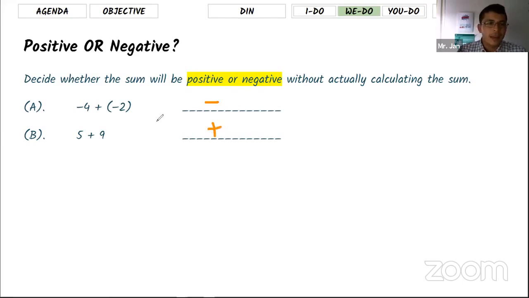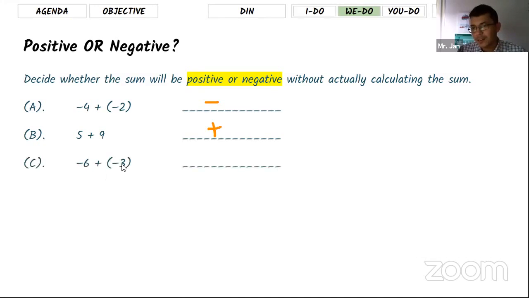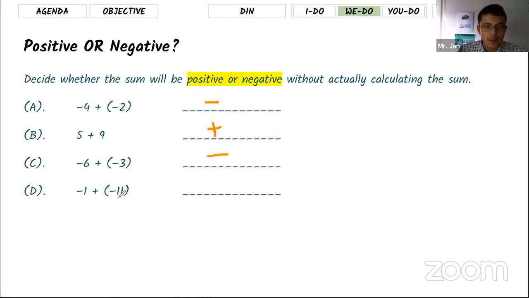Thank you. And the next question is, if you add -6 and -3, let's see. What do you think? If you add two negatives, yes, it is. Thank you so much. Easy, right? Okay, awesome. So let me put it right here, and this will be negative. And how about the next one? -1 plus -11. Yes, it is negative. Thank you. Yes, it is also negative because both numbers are negative.